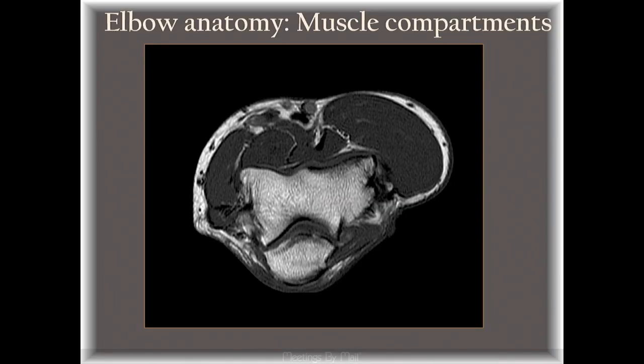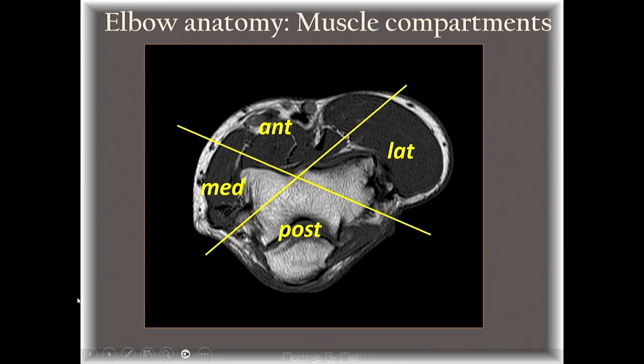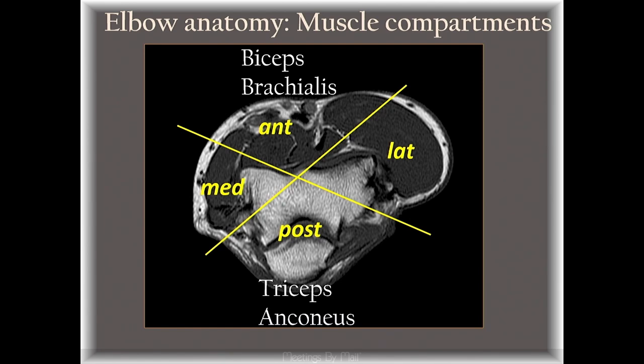One way to think of elbow anatomy is divided into 4 compartments: anterior, medial, lateral, posterior. So what do we have anteriorly? We have biceps tendon and brachialis. Okay, brachialis is a muscle that sits directly on the humerus, so right in front of the bone. Then posteriorly, we have triceps, and we have anconeus muscle on the radial side. Medially, we have our flexor tendons, and laterally, our extensor tendons.